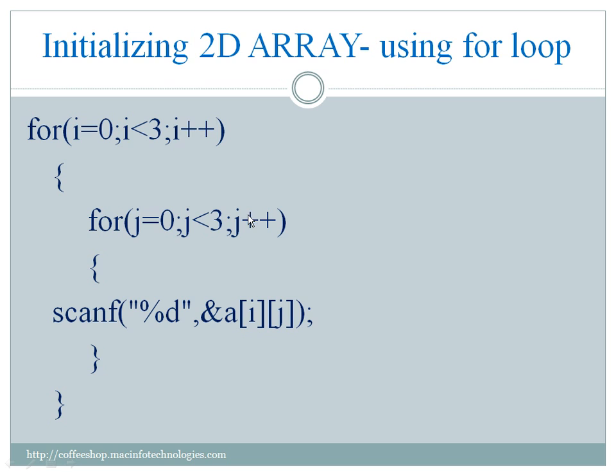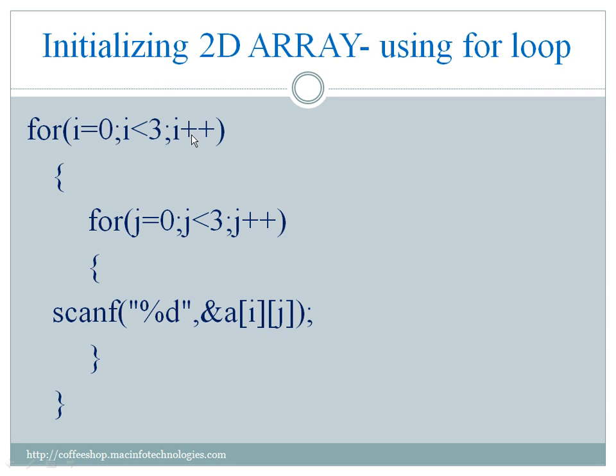And then it goes to the increment statement j++. Now j becomes 2, 2 less than 3 is true again. And now the value is taken for a of 0, 2 because i remains 0 and j is incremented to 2. So the value for a of 0, 2 is taken. After that j increments to 3 and 3 less than 3 is false. So it comes out of the inner loop and goes to the increment statement in the outer loop.